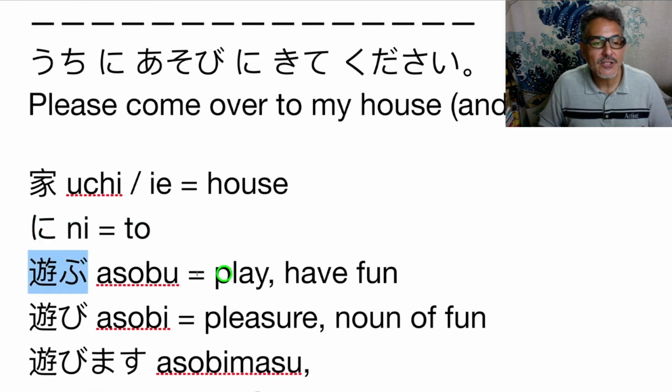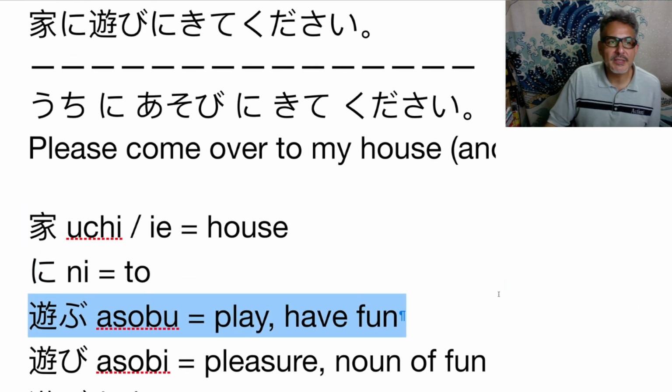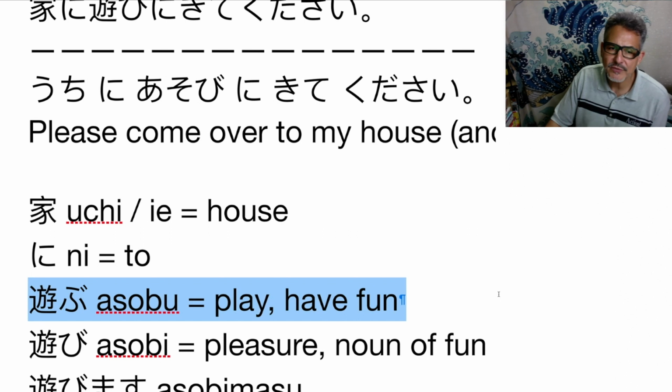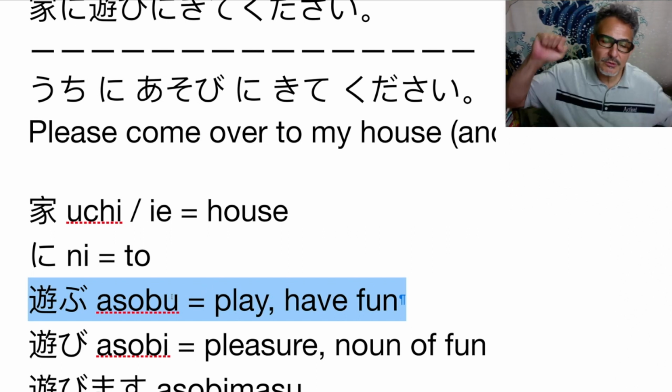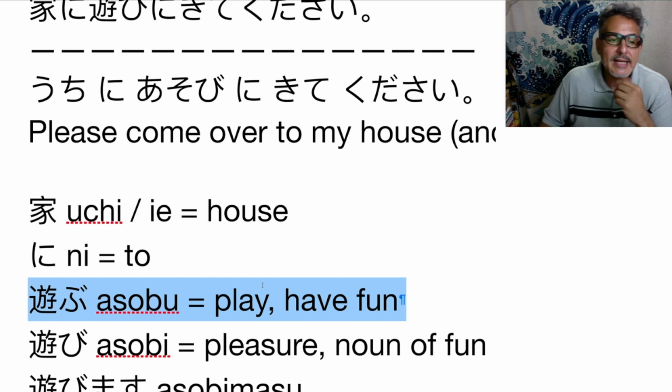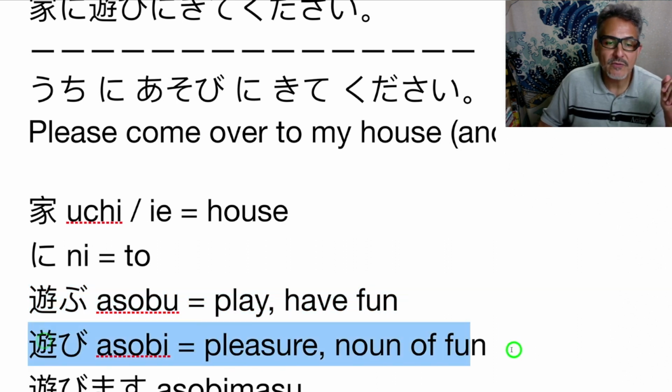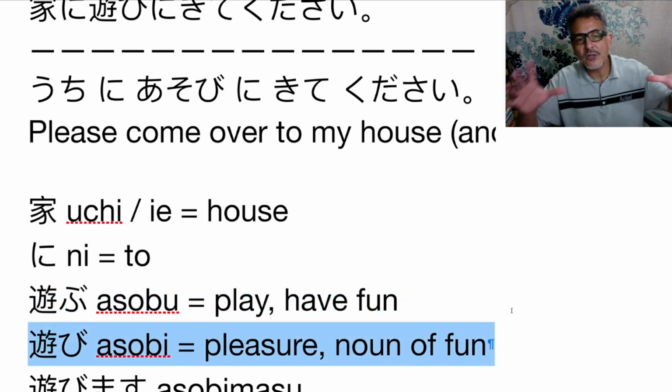Anyway, asobu is the actual verb, but this time we're using the noun form. But just for your reference, please learn the verb asobu, which means let's have fun, let's play. Now, unlike English, where "play" is usually a children's verb, asobu can be used with adults as well. So when you want to go have fun with your buddies, you can say asobi ni ikimasu, asobi ni kite kudasai.